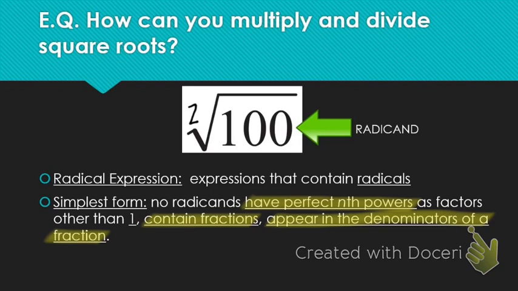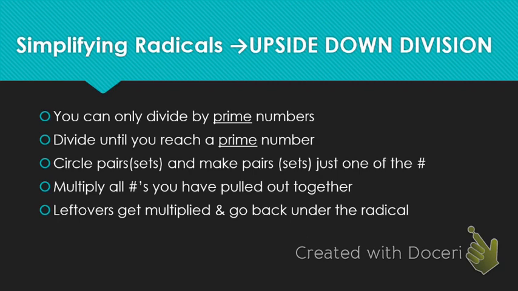Now here's the next thing you need to know about putting radicals in their simplest form. We are not using a calculator today. In order to simplify a radical without a calculator, you have to know how to do upside down division. Upside down division is exactly what it sounds like. When you were in elementary school and you were trying to divide the number 24, you did 24 and then you put this nice little division bar over it. All right, upside down division is exactly what it sounds like. We're going to take that 24 and we're going to make that division symbol or bar upside down.